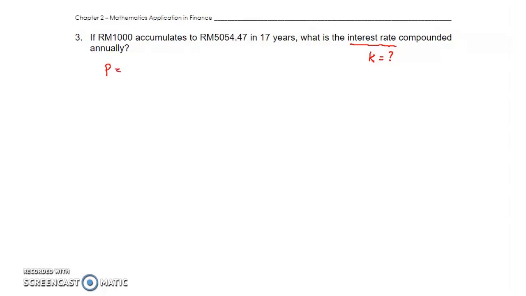So P is 1,000 ringgit. S is 5054.47. So remember, value S must be more than value P, or P must be less than value S. So 17 years is value T, compounded annually. Annually means that M equals 1.